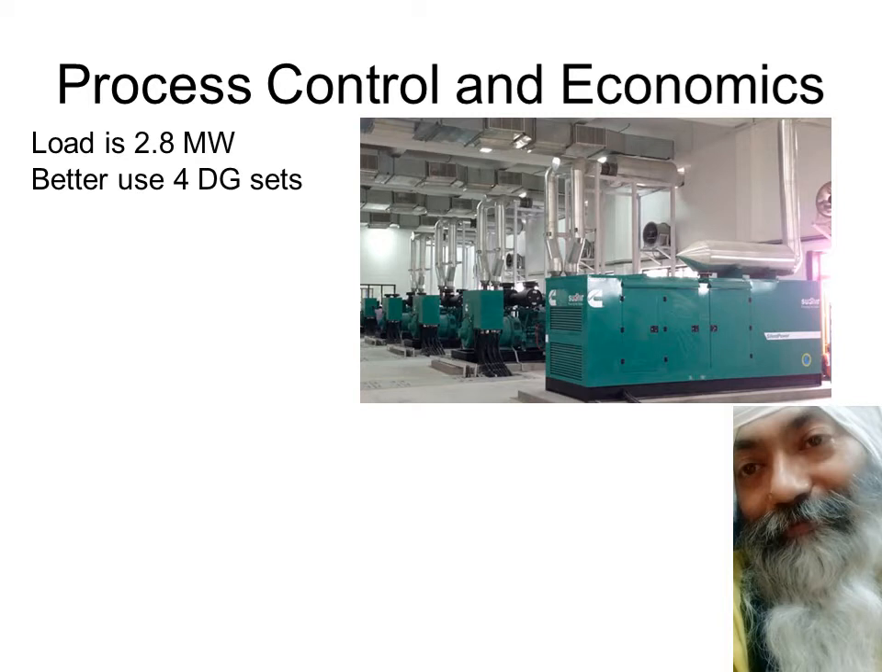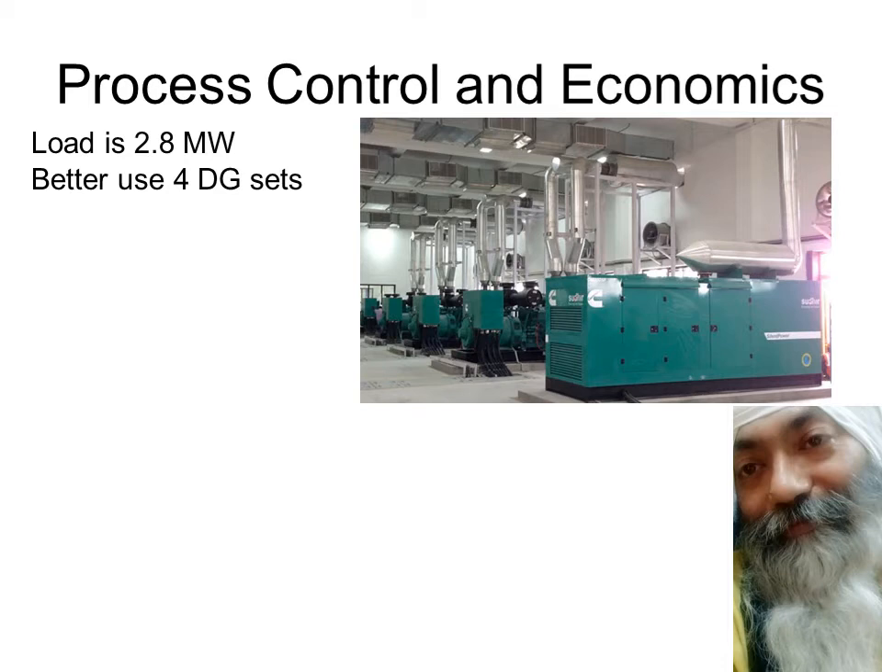So how many DG sets should we use? I can operate 3 DG sets, I can operate 4, I can operate 5. Of course, I cannot work with 2 DG sets because the load is more than 2 megawatt. So it looks like I can even go for 3 DG sets, but it's better I use 4.